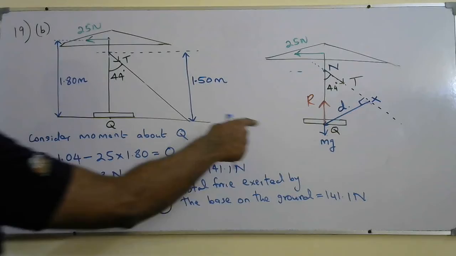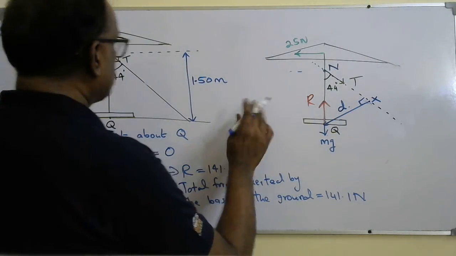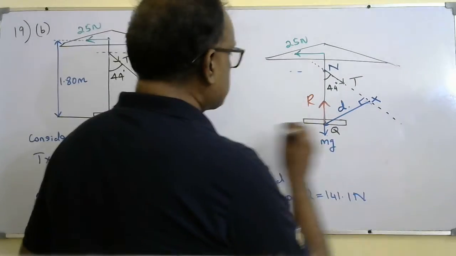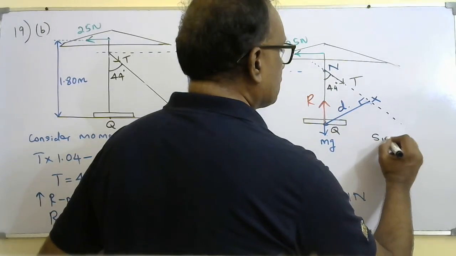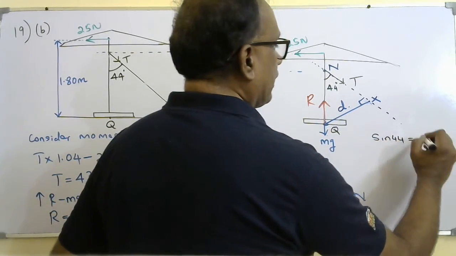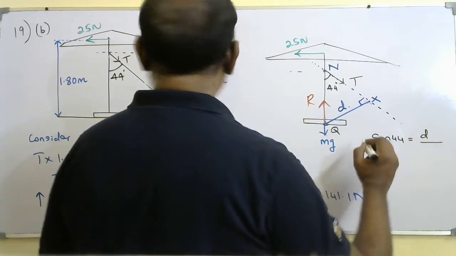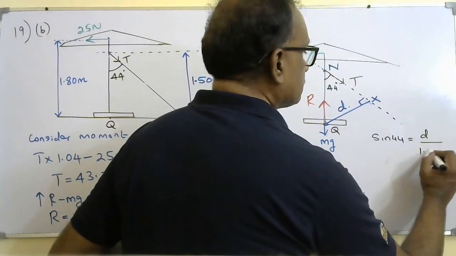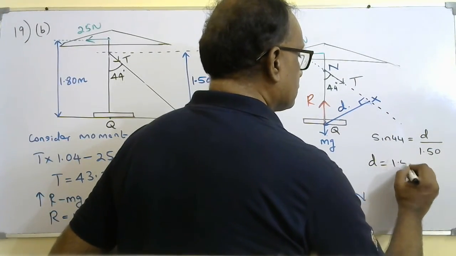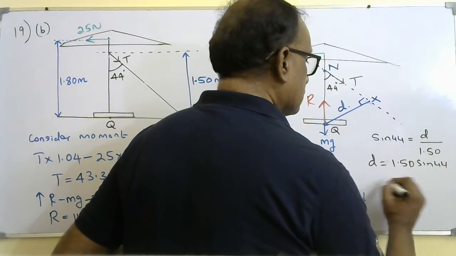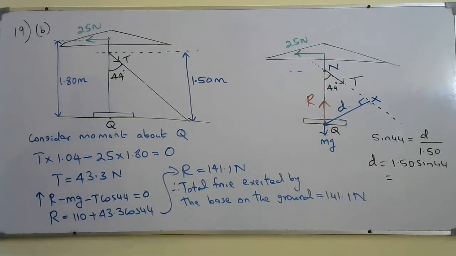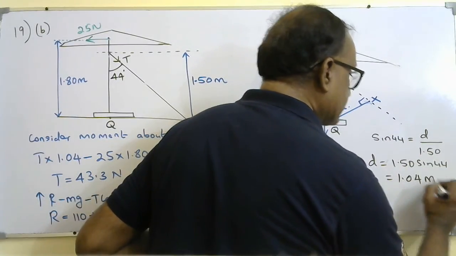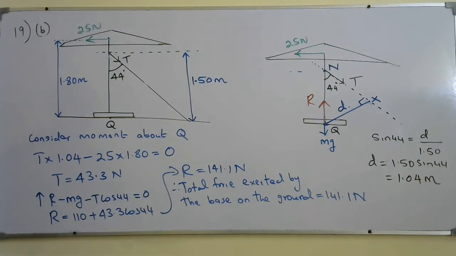Okay, so I erase the D. So here I can find the D. I am using the whole board. I'll find the d. So here you can use sine 44 equal to d over 1.5. This one is 1.5. So that is 1.04. I already found it. I do it again since I deleted it. Right, okay, erased it, sorry.